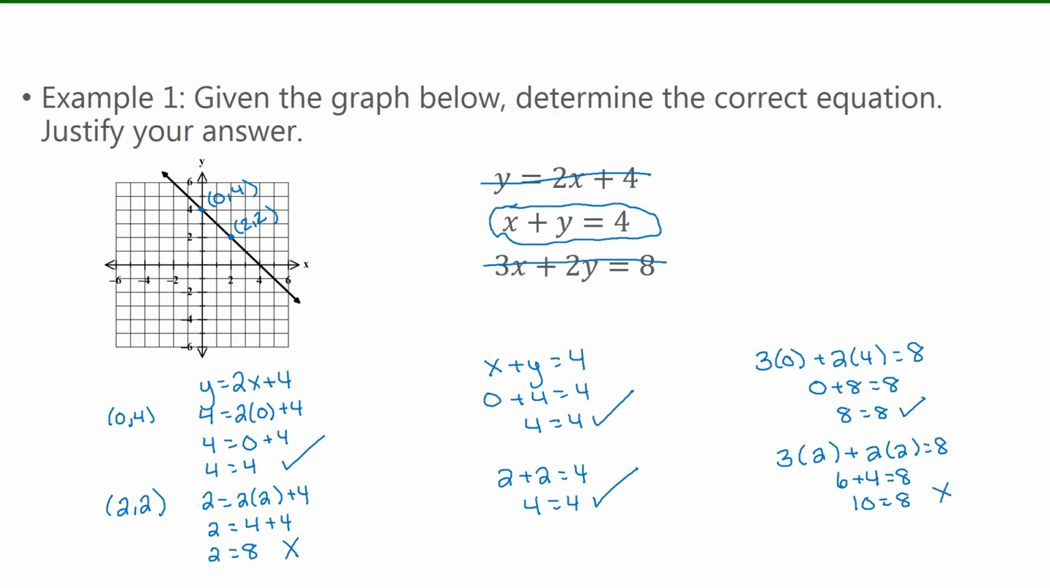So you can see we have one point, (0, 4), that satisfied 3 different equations. So that's why picking one point is not enough to narrow down the correct equation. You do need a second point.